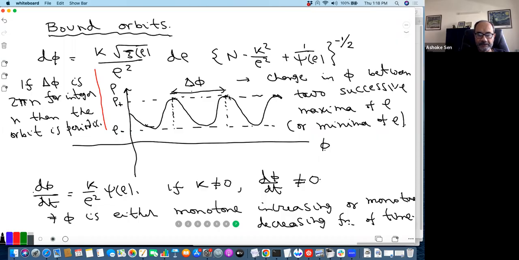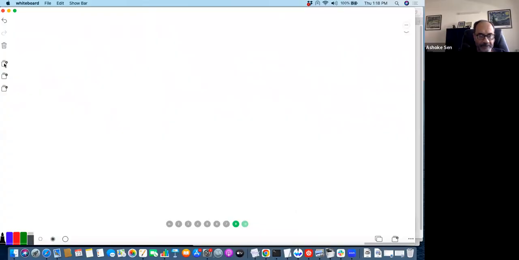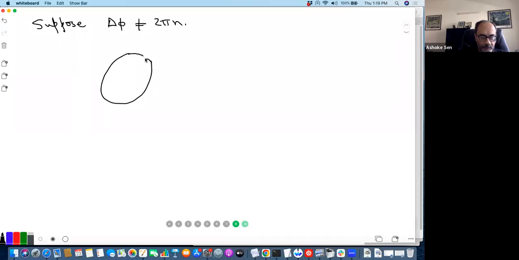But if this delta phi is something other than 2 pi, then maybe I can describe the motion. What's going to happen if delta phi is not equal to 2 pi is that the orbit will look like this. The center, of course, is the same.